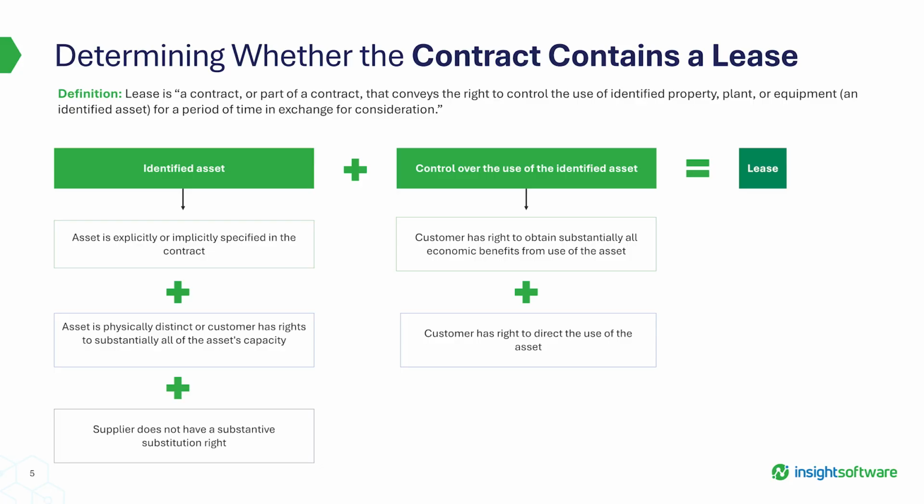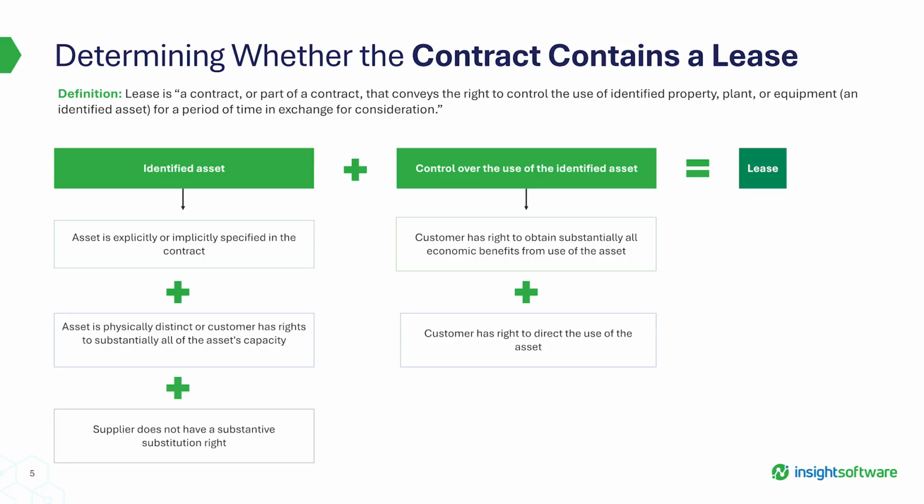Once you've identified an asset, then you need to consider if the contract gives the lessee control of the asset. Ask, does the customer have the right to obtain substantially all economic benefits from the use of the asset? And does the customer have the right to direct the use of the asset?